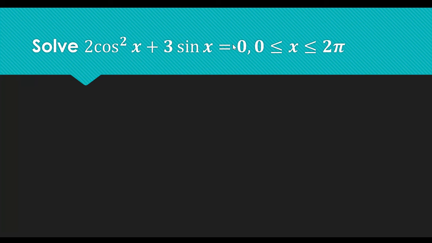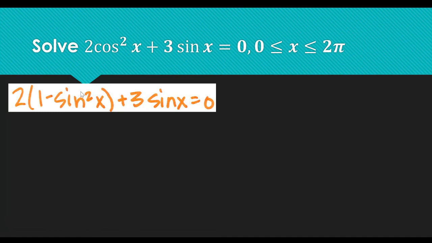That's kind of gross because there's a cosine squared and a sine. It's hard to solve when there's different trig functions. So I'm going to change this cosine squared x into a sine. I'm going to use my Pythagorean identity and say, okay, I know sine squared plus cosine squared is 1, so I can rearrange that and say cosine squared x is the exact same thing as 1 minus sine squared x. So now I just need to solve this out.